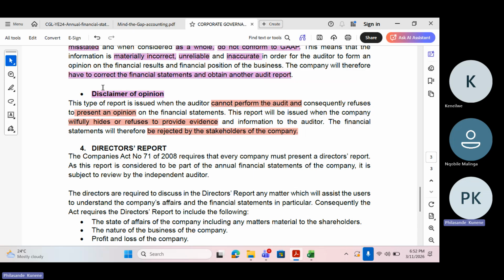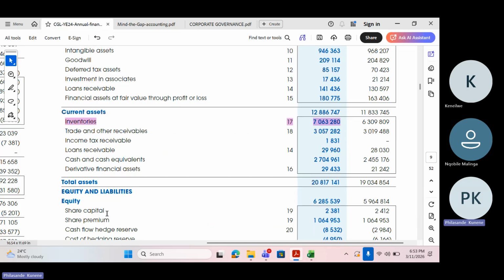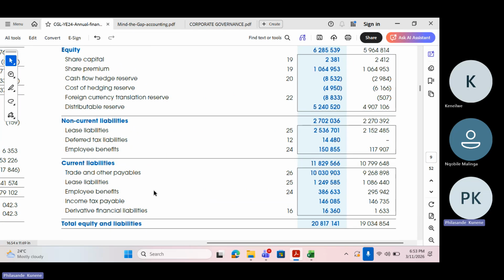What must I do as an auditor? Must I listen to them? What can you do? You are an auditor. As an auditor, you only rely on the supporting documents. You will never know whether these amounts sitting here are correct until you see the supporting document that proves that share capital is 2,081. You need a supporting document, the share certificate here. That will prove that.